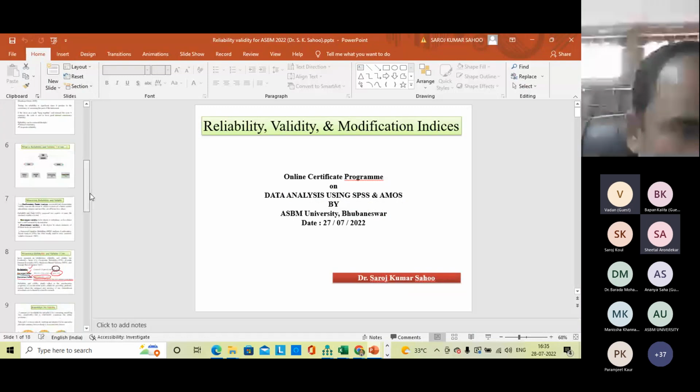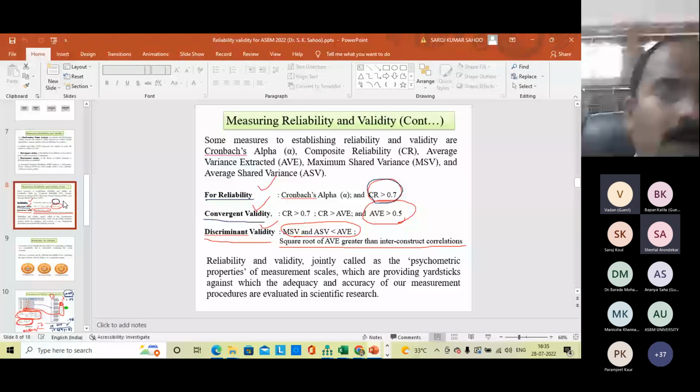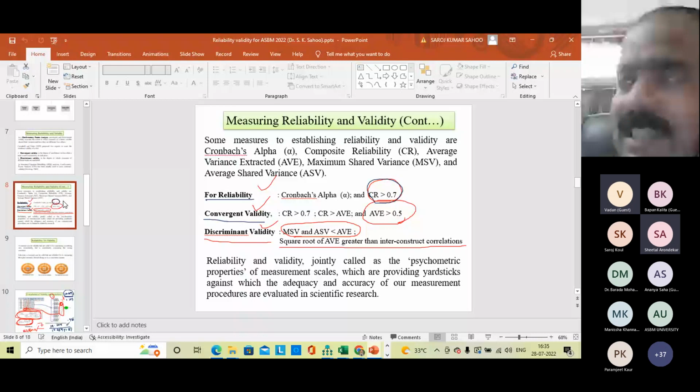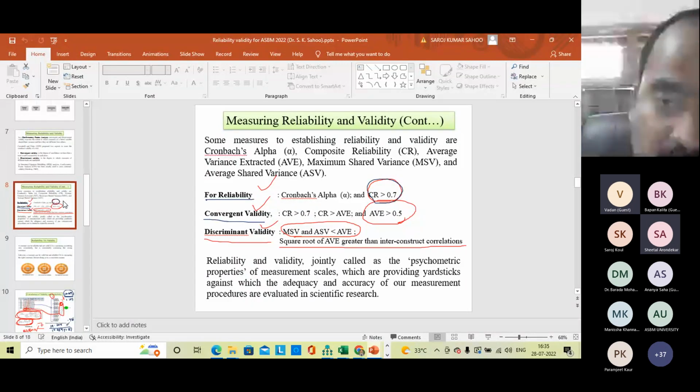Look at here. My PPT is visible: reliability, validity. I have already shared this PPT with the organizer. You might have got this PPT. Look at here. What is written?